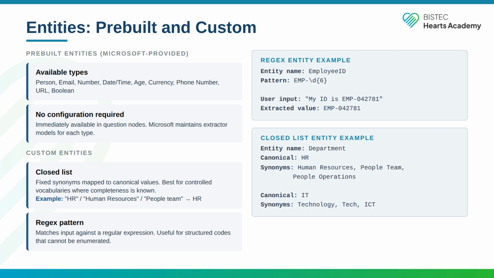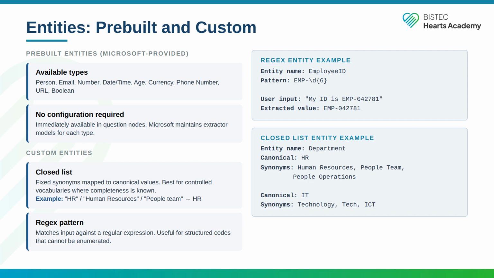Microsoft provides 9 pre-built entity types that require no configuration: person, email, number, date and time, age, currency, phone number, URL, and Boolean. These are immediately available in question nodes. Microsoft maintains the extraction models for each type, including handling of natural language variations, relative dates like next Tuesday, written numbers like 500, and email addresses embedded in sentences.